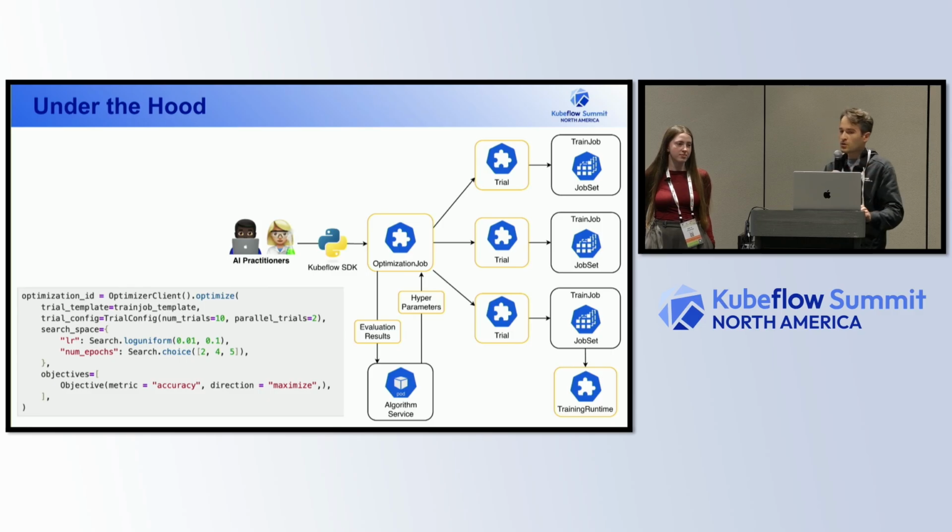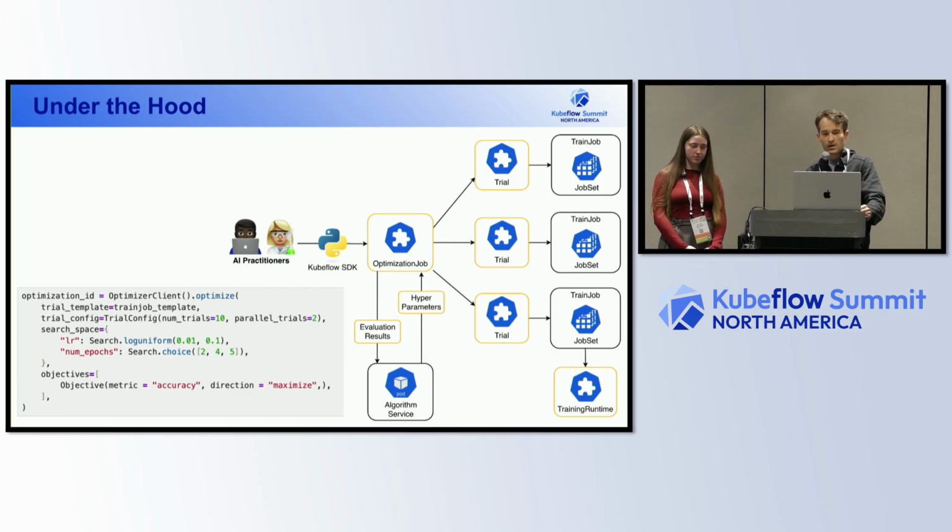And once you've tested that your train job works correctly with a set of fixed hyperparameters, then you can run your hyperparameter optimization experiment. For that, you use the optimizer client and you call the optimize method using the train job template you had created previously. And then you configure a few things related to hyperparameter optimization: some configuration with respect to the parallelization, the search space for the hyperparameters, and the objective function and the algorithm as well.